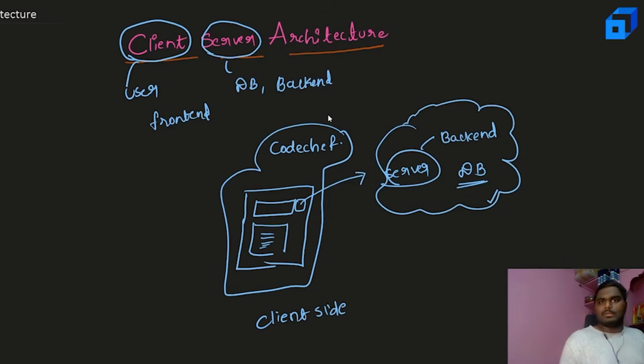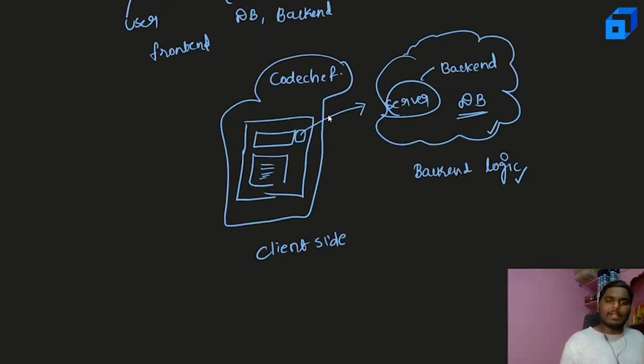Someone who is a 12th standard or 10th standard student came and is searching something on Google. He doesn't know exactly what is happening behind that. He knows that if I enter something, I will get something, that's it. So this is the back end side, the back end logic. This, in simple terms, is what client and server are. We'll come to more details later.